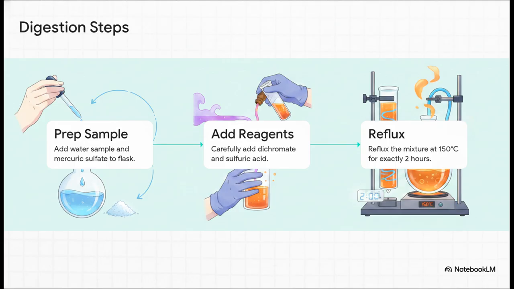We attach the flasks to a condenser or drop our tubes into a heating block and digest the mixture at roughly 150 degrees Celsius for 2 full hours. This intense, brutal environment breaks down 95 to 100% of the oxidizable organic compounds.